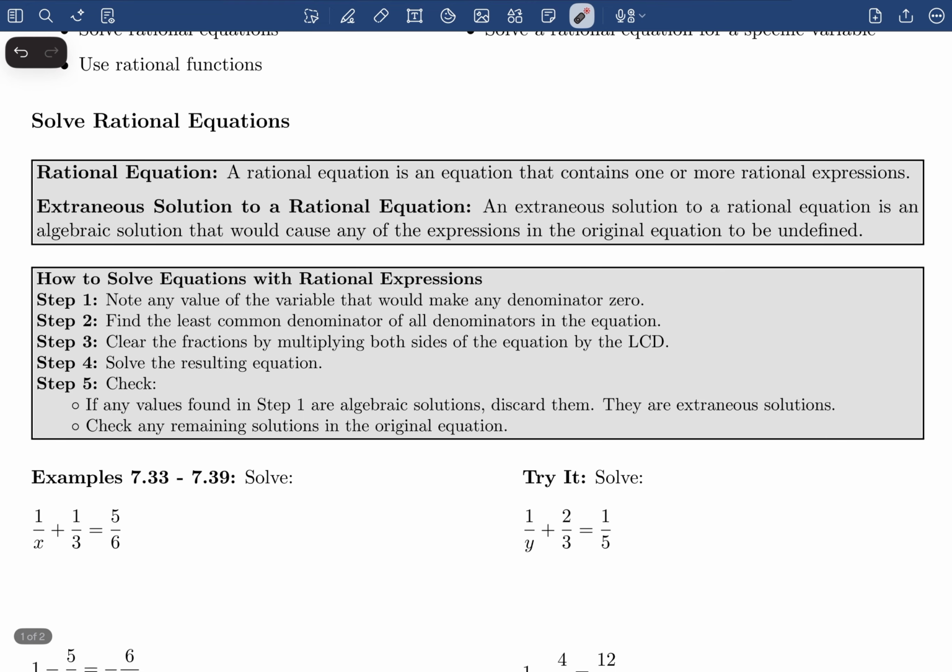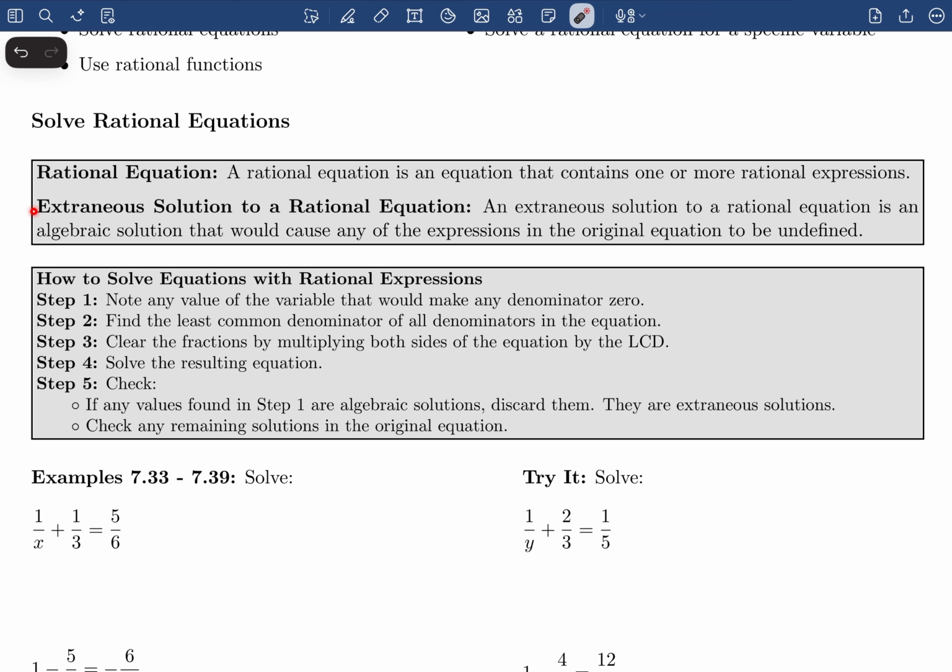All right. Well, what is a rational equation? It is an equation that contains one or more rational expressions. Rational expressions are fractions of polynomials. And typically, when we look for a rational expression, we're looking for a variable in the denominator, at the bottom of a fraction, okay? Now, when we solve rational equations, we have to always look for extraneous solutions.